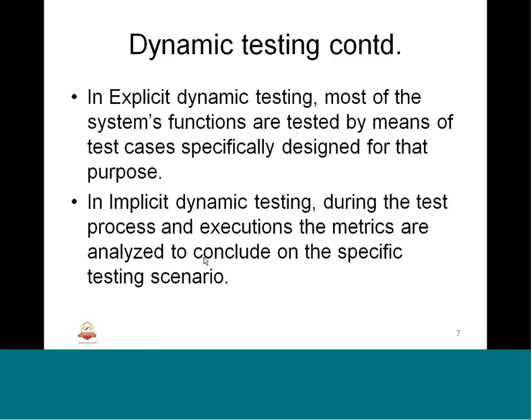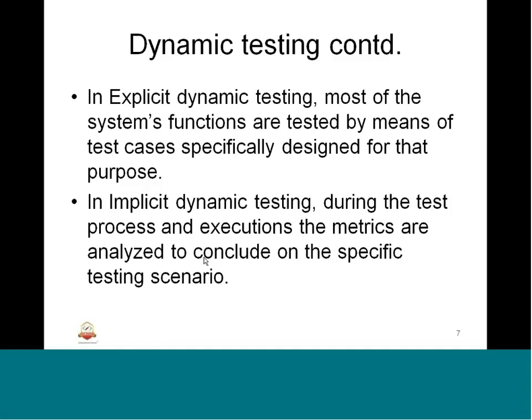So usually most of the system's functions are tested by means of test cases specifically designed for that purpose, basically for testing. To this end, many test design techniques are available. We will discuss that in later sessions. Testing can also be done by analyzing the metrics, as I said, that is implicit testing, or by assessing the initiated measures on the basis of a checklist. That means as a complement to explicit testing, we might also cover some other scenarios. Those are all part of implicit testing.